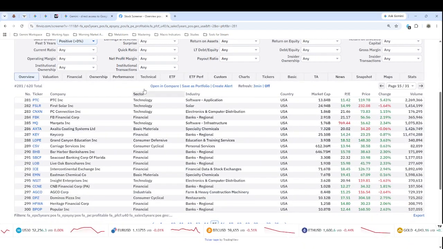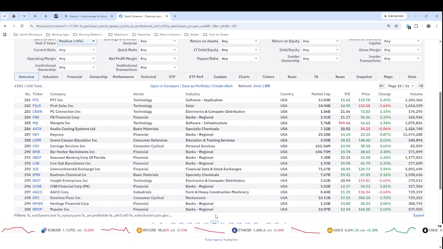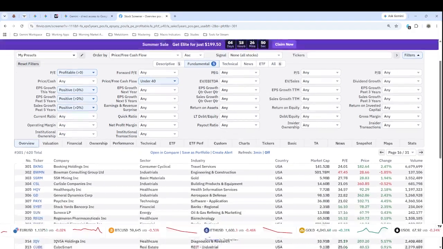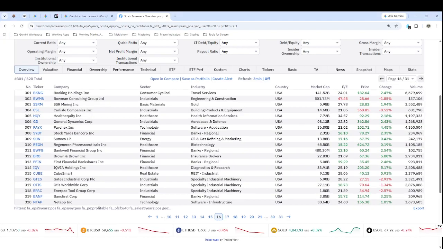All right. Now we got some more. Now we got like a stack of technology companies right here. Just kind of scanning. Just want to see what's on the table here.